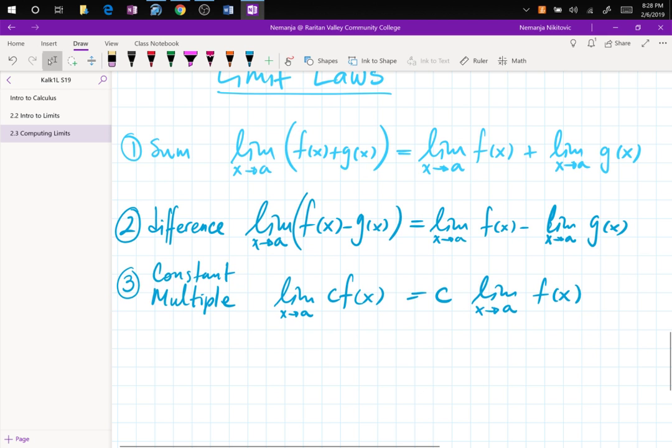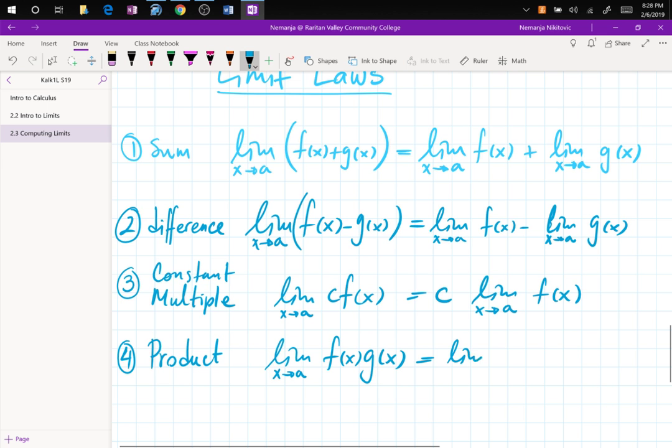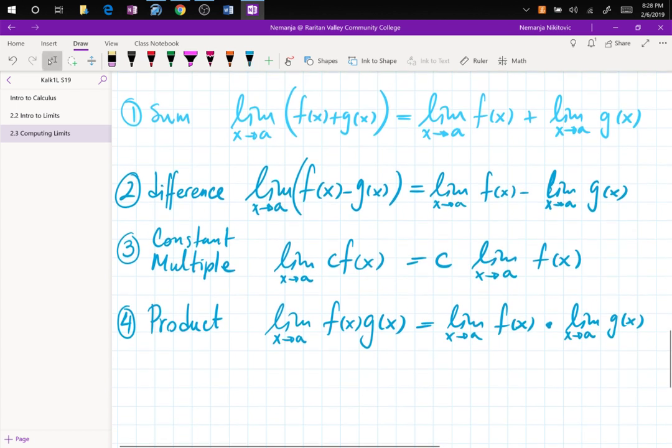Then we have the product and quotient, so almost there. Now, product and quotient will only work for limits. They don't work for derivatives or integrals. I'll stress that a lot when we get there. So f of x times g of x, you can break it apart into limit as x goes to a of f of x times limit of g of x. So you can take individual limits and then multiply the answers.